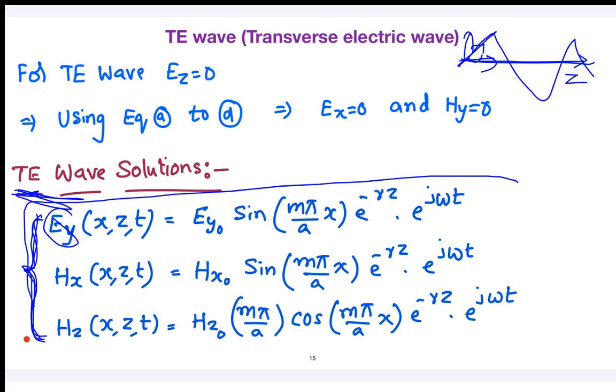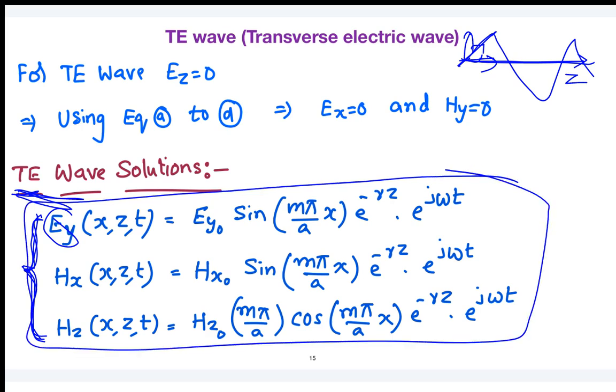After solving this equation, you are going to get the result. But I will tell you a simple shortcut. Forget about the magnitudes part. I will tell you which variation will come, either sine or cosine. Once you see the rectangular waveguide, then you can understand. Before that, let's see the transverse magnetic also.